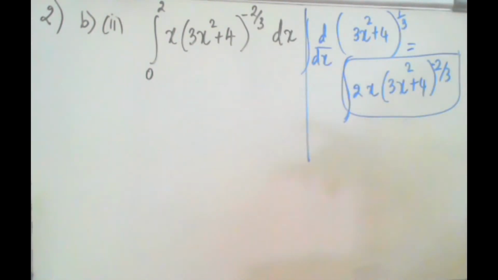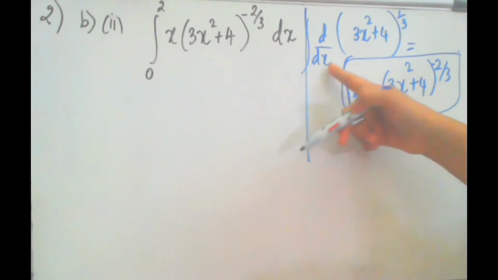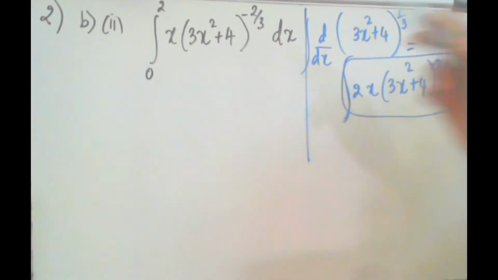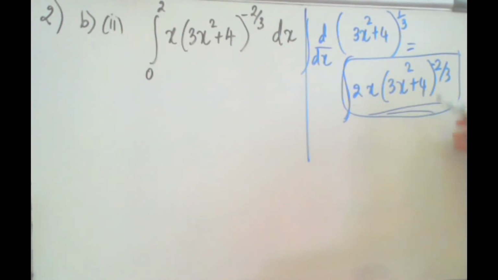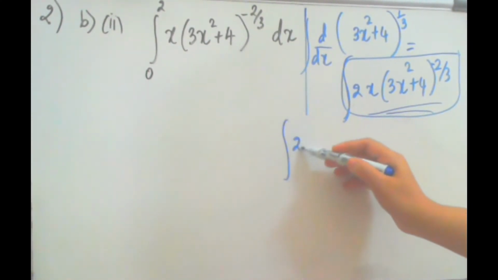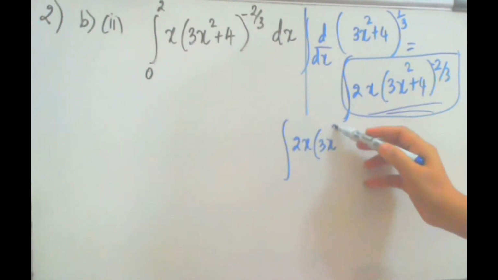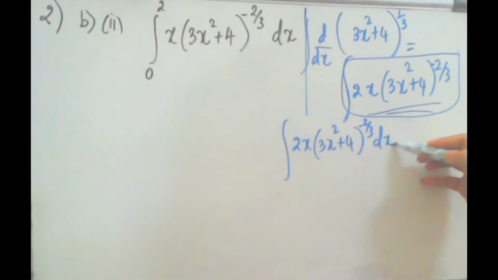But what happens to the left side? There is integration, there is differentiation. As you know, they are reverse operations of each other, so they get cancelled. So that means the integration of this right-hand side is this bracket. So from here we see that the integration of 2x times (3x² + 4) to the power of minus 2/3 dx is nothing but (3x² + 4) to the power of 1/3.